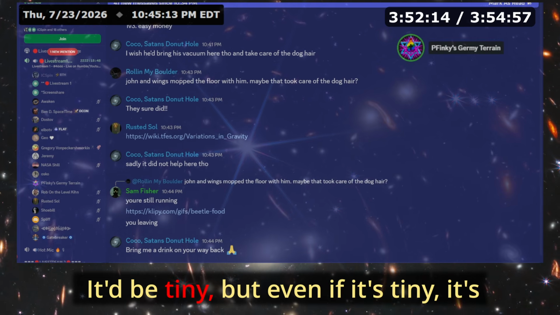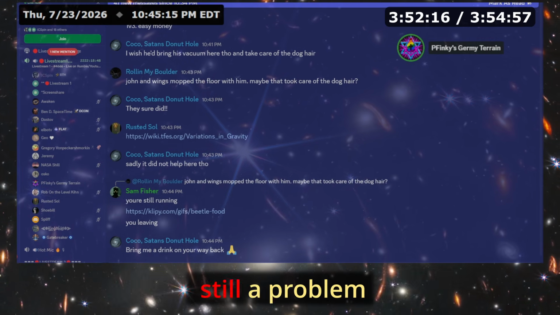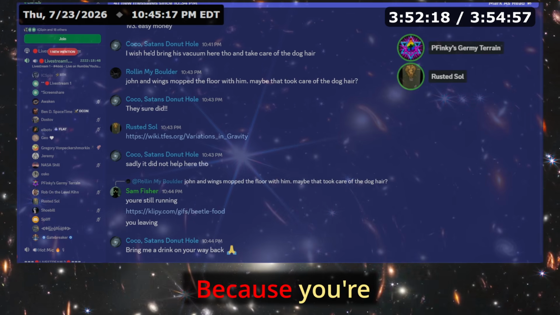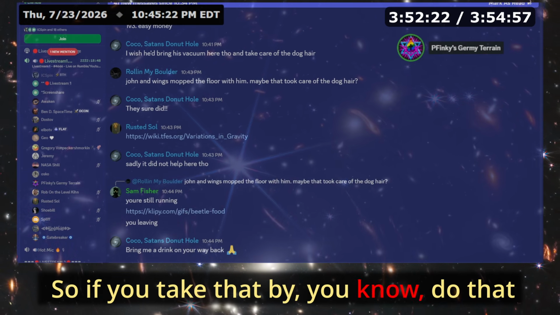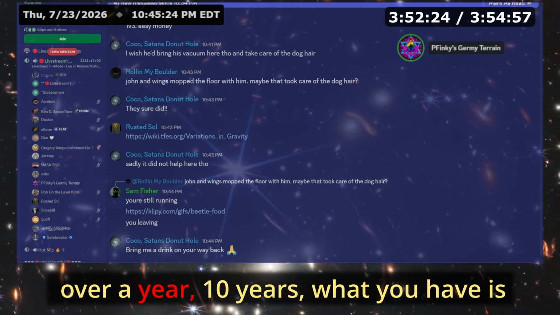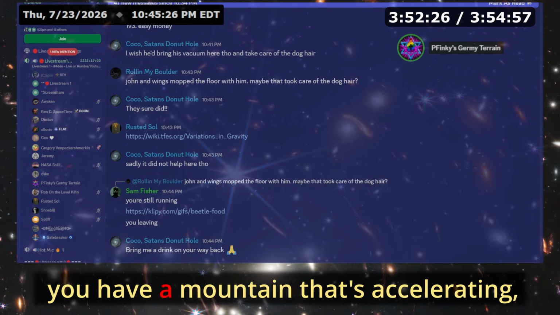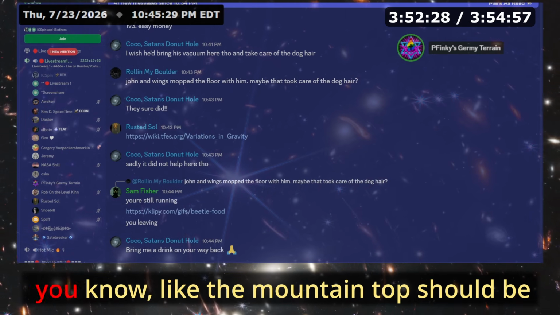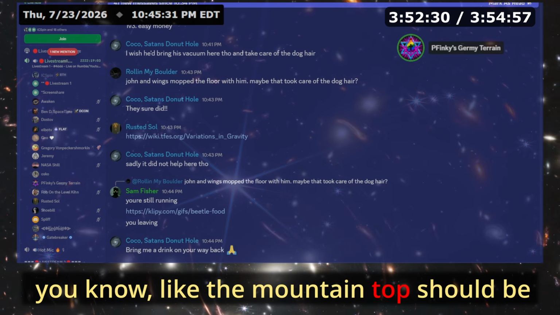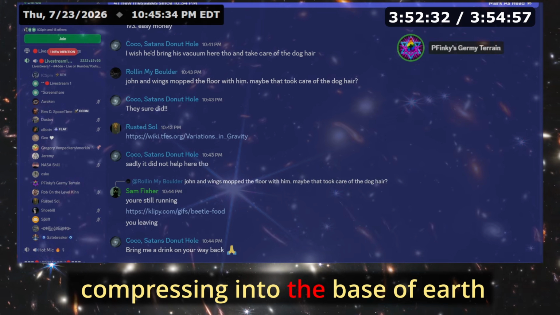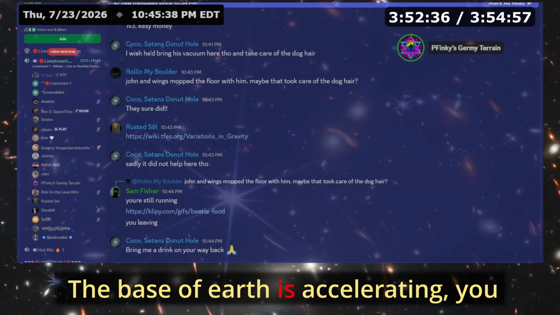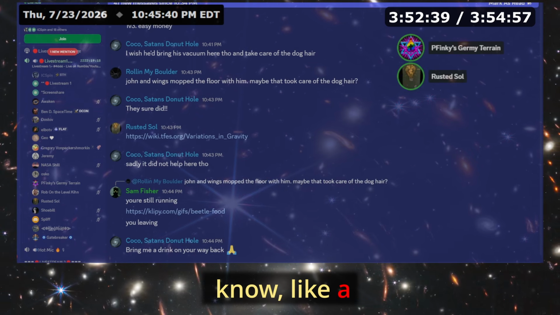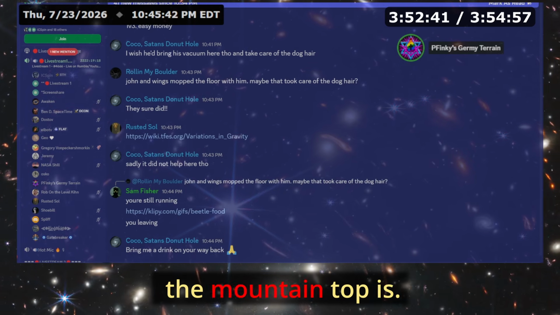Even, I agree it'd be tiny. But even if it's tiny, it's still a problem because it's still something. Yeah, I agree, because you're accelerating at 9.8 meters per second. So if you do that over a year, 10 years, what you have is a mountain that's accelerating, like the mountain top should be compressing into the base of Earth because it's not accelerating. The base of Earth is accelerating, like a million miles faster than the mountaintop is.